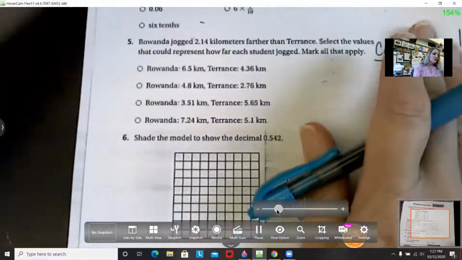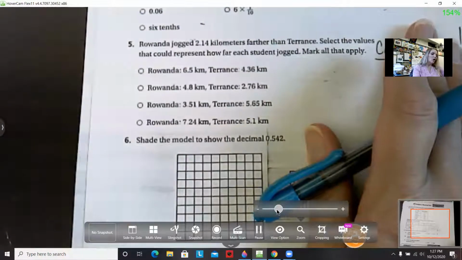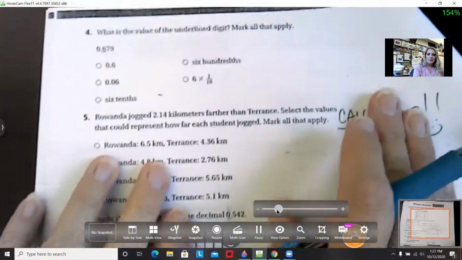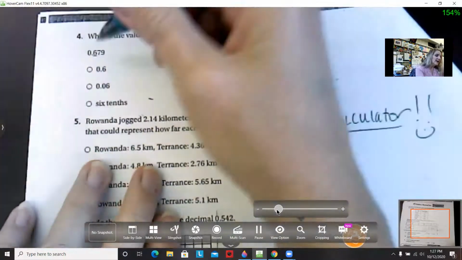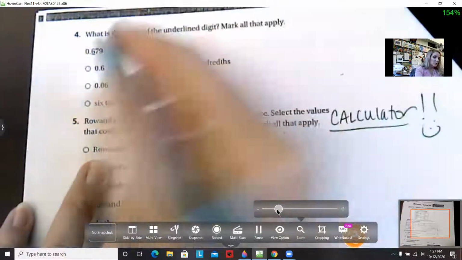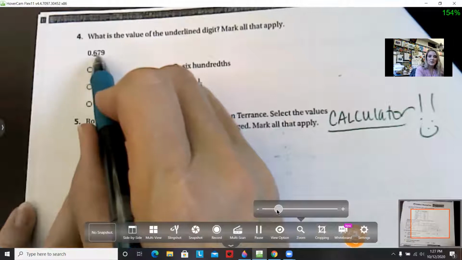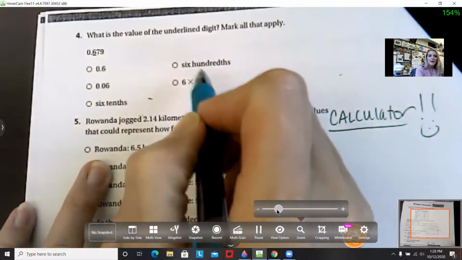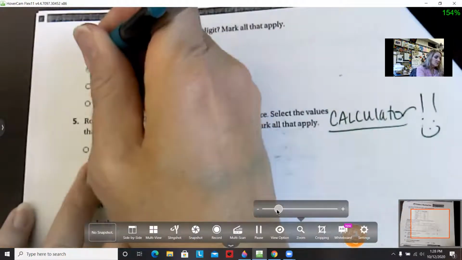All right, what's the value of the underlined digit? And mark all that apply. Oh, where are we here? So we have the 6, and I see that the 6 is in the tenths place. Good, we have tenths, hundredths, and thousandths, the only 3 that you have to remember in 5th grade. So the value is 6 tenths.